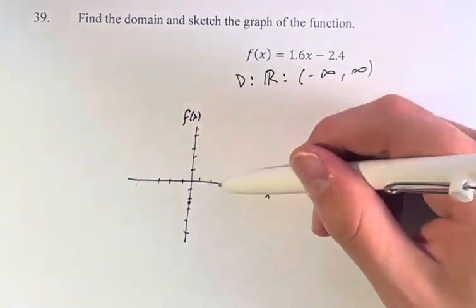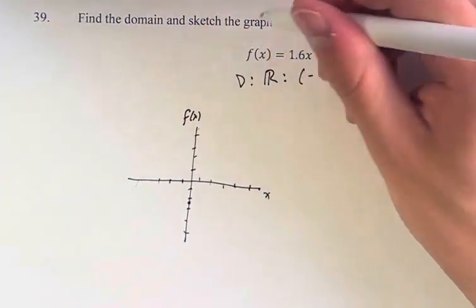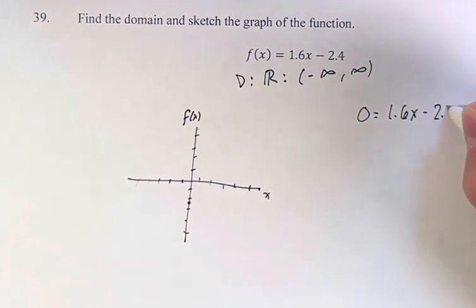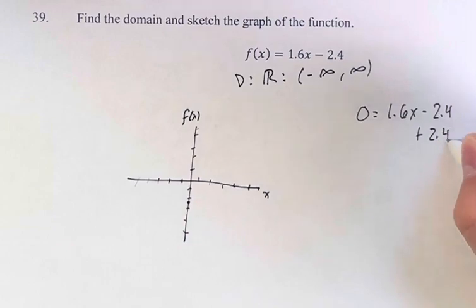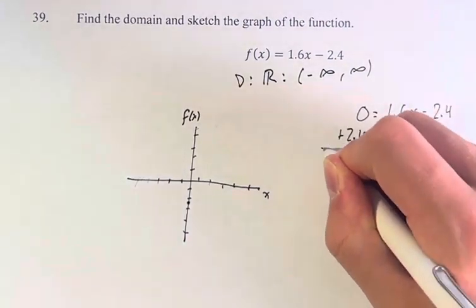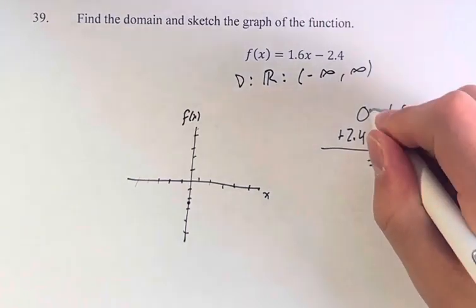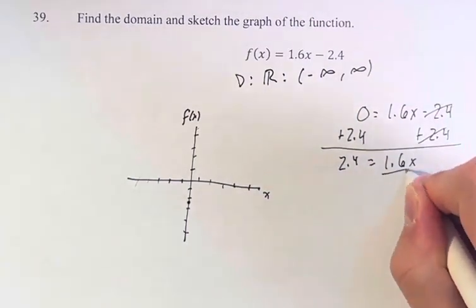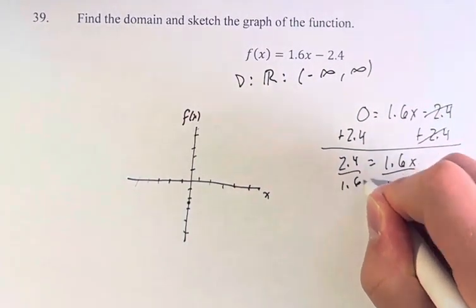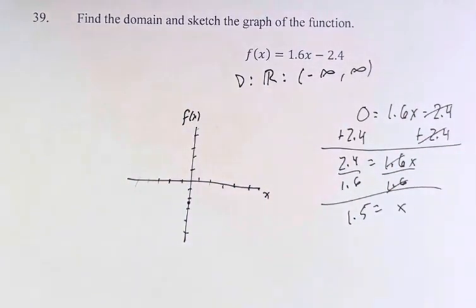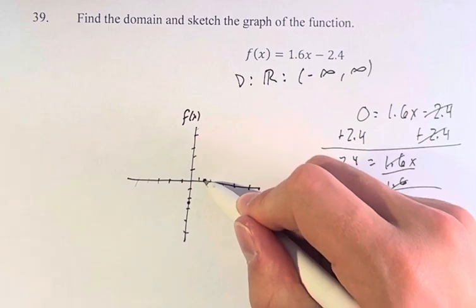So for the x-intercept, that means y has to be 0, f of x has to be 0. So we have 0 is equal to 1.6x minus 2.4. Solving for x here, these cancel. I'm left with 1.6x is equal to 2.4. Dividing by 1.6, these cancel. X is equal to 1.5. So that's going to be somewhere around here, 1.5.